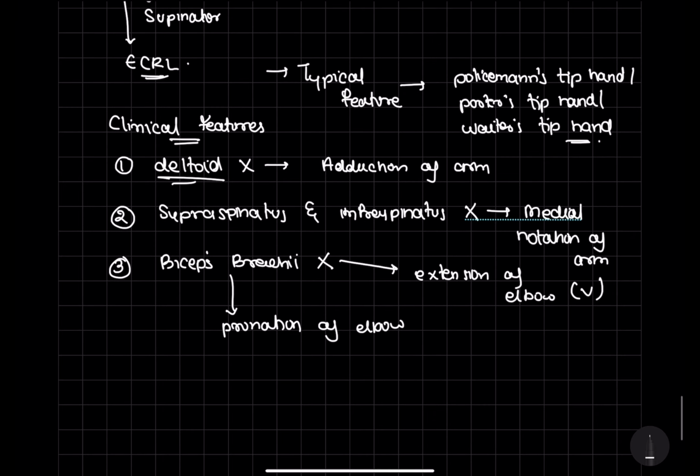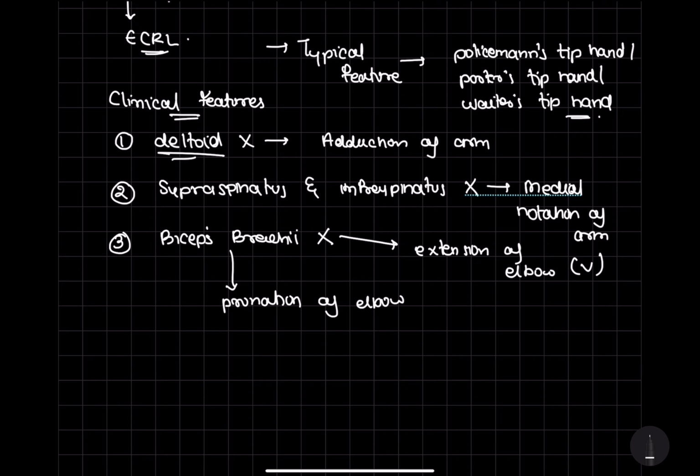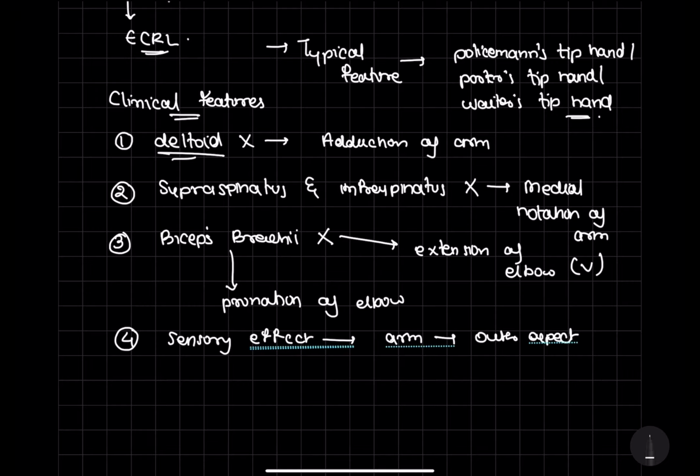So these are all your muscular effects, what is going to happen to your muscles. These are all your motor effects. Now what is going to happen to your sensory effect? Because there will be loss of sensation. So what is the sensory effect? Sensory effect will be in your arm, on the outer aspect. On the outer aspect of your arm, the sensory innervation would be affected.